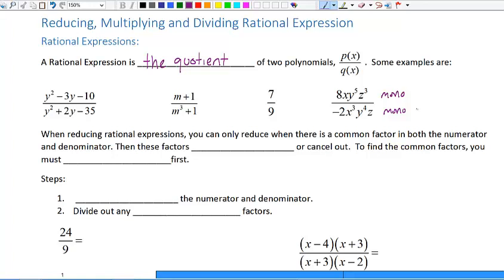So when reducing rational expressions, you can only reduce when there is a common factor in both the numerator and the denominator. Then these factors can divide to 1 or cancel out. I don't really like using the word cancel. I prefer dividing to 1. So to find the common factors, you must factor first. This is so important, okay? So for the steps, we have 2 steps. I want you to factor the numerator and the denominator, and then divide out any common factors.